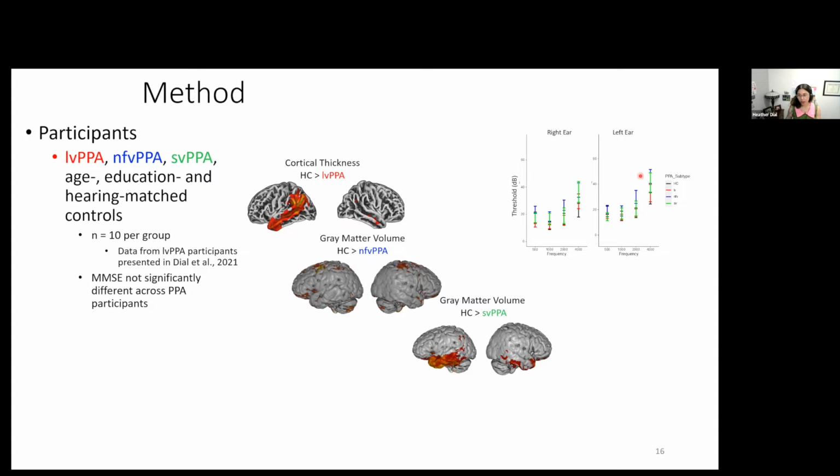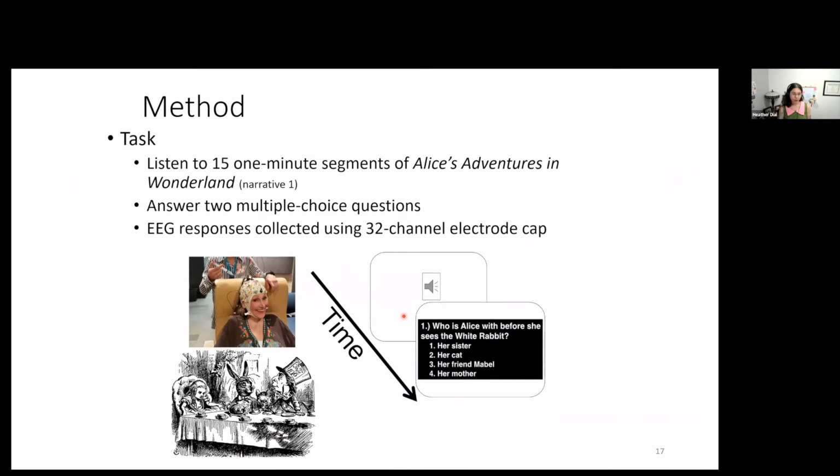We have the hearing thresholds mapped over here to show that there aren't differences between the groups. And also I'll say that the Mini-Mental State Exam measure of general cognition didn't differ significantly across the PPA groups. So we have relatively matched severity levels, and we have these canonical neurodegenerative patterns in these 3 different groups. We had people listening to 15 one-minute segments of Alice's Adventures in Wonderland.